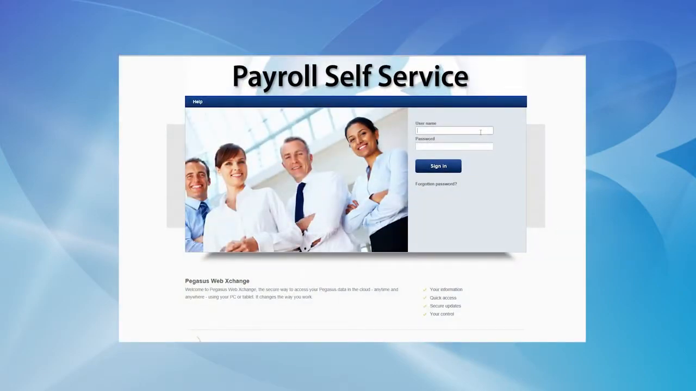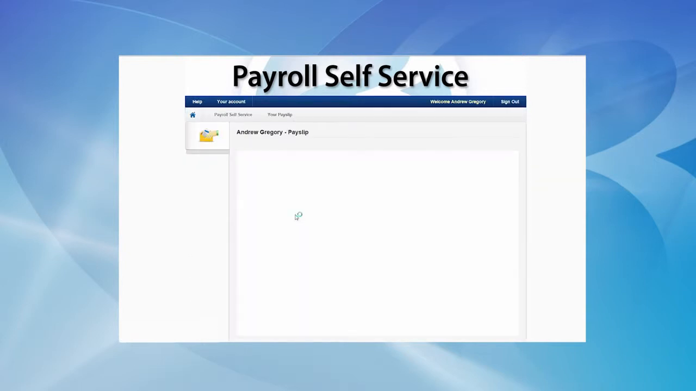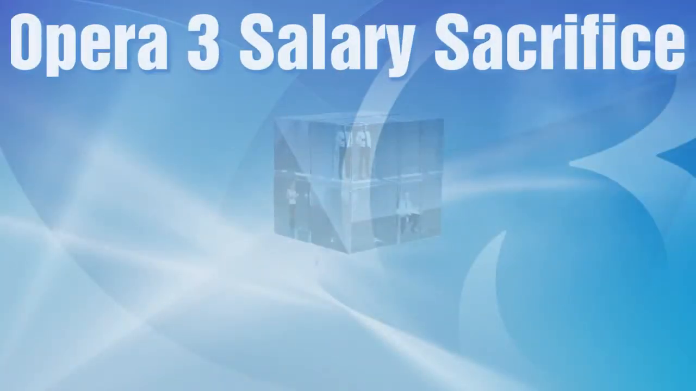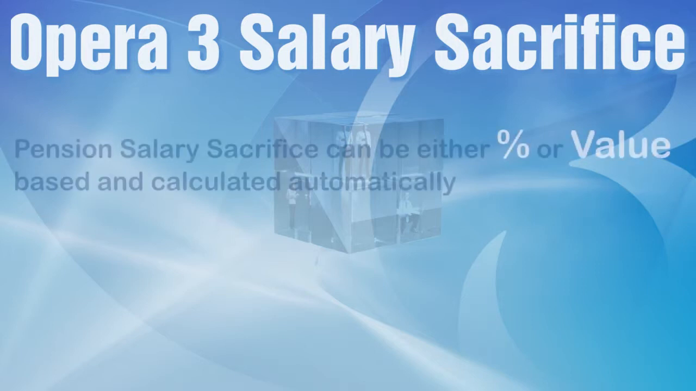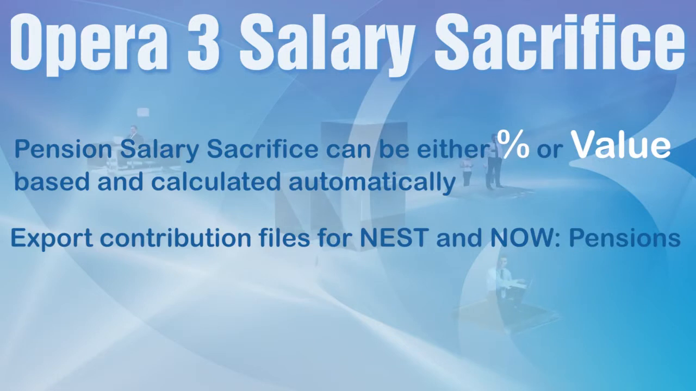Alternatively, if you are using payroll self-service for Opera 3, your employees can then log in online to access their web payslips electronically, like so. And of course, all of the other associated reports and employee history reflects these new sacrificed amounts. So salary sacrifice in Opera 3 payroll allows the automatic calculation of both percentage and value-based sacrificed pension contributions, which can then be analysed but also included in accurate contribution export files to both Nest and Now Pensions.